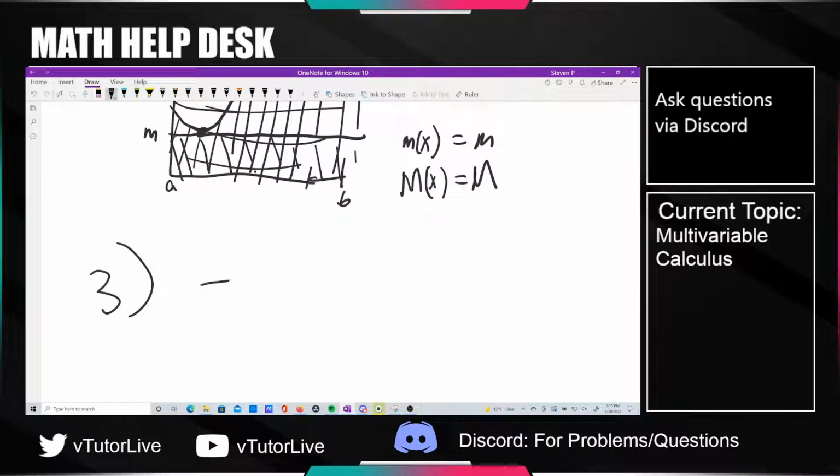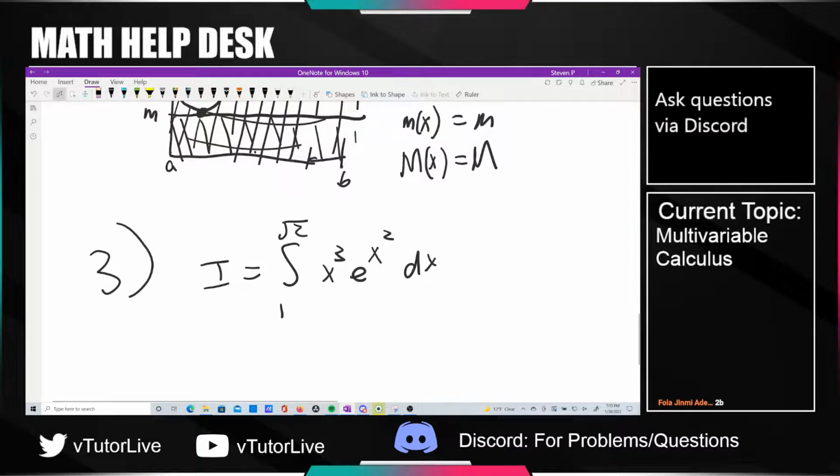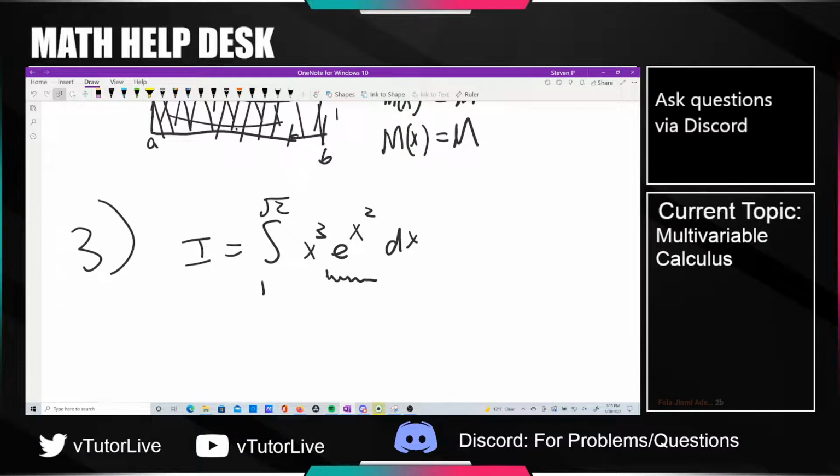So for the next one, if I is equal to the integral of root 2 x cubed e to the x squared dx. One of the hard things about this problem is that this is a Gaussian integral, or at least e to the x squared is sort of the Gaussian part. So one of the ideas that might come to mind is applying integration by parts repeatedly until you get rid of this term, leaving you with just e to the x squared. But it turns out that that's actually pretty hard. So there's going to be a slight trick to this problem. And the trick is, what if we just rewrite this as x squared times x e to the x squared dx, right?